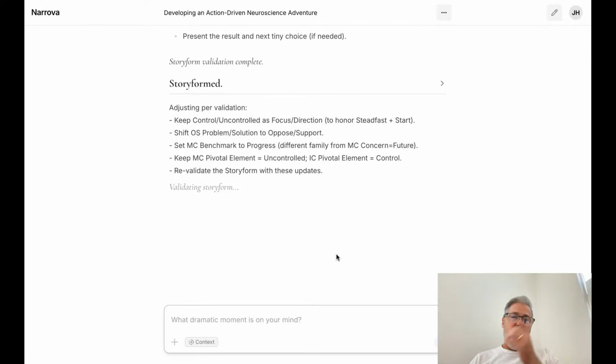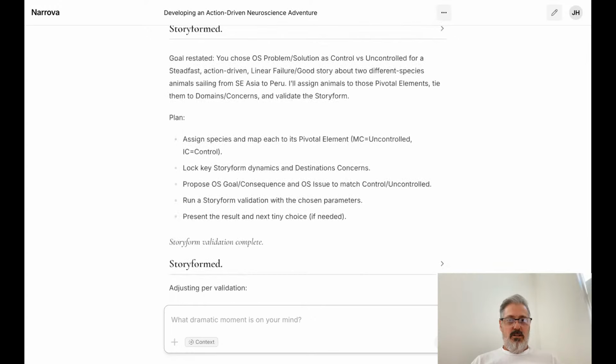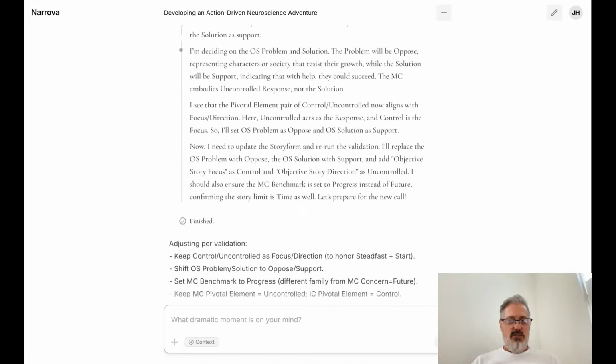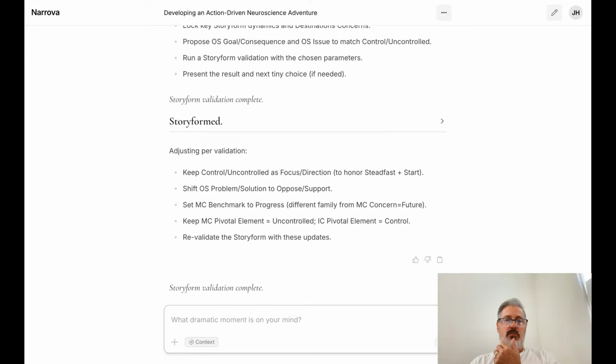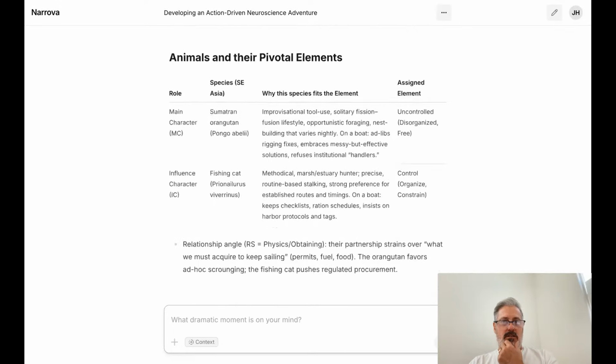Revalidate the story form. So now it's checking. So this is fun. This is the AI kind of checking its own work. So it checked it once, decided, wait a second, this is not quite right. You can see all the stuff it's going through. So then let's check it one more time and see if we can get this to work out properly. Revalidate the story form with these updates. Complete. All right.